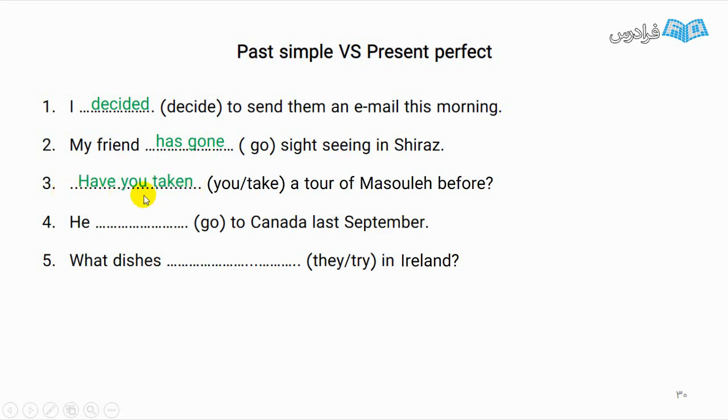Have you taken? He went to Canada last September. Is there any definite time? Yes, last September. Then I'm not allowed to use present perfect. We have to use past simple. What is the past form of "go"? Went.